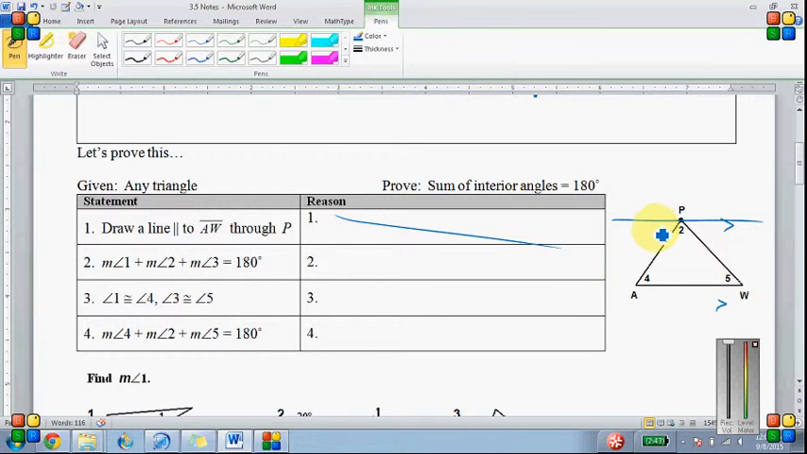So if I call this angle 1 right here, and this angle 3 right here, if I look at angles 1, 2, and 3, those make a straight line. They add up to 180 degrees. So that's just because these are on a straight line.